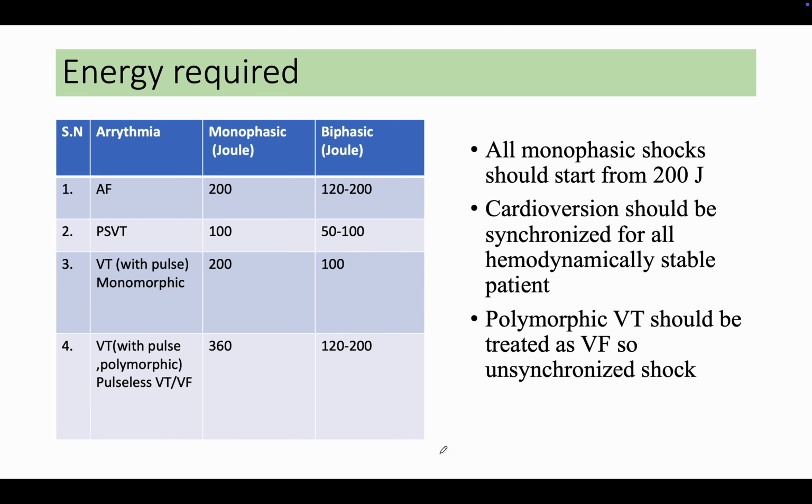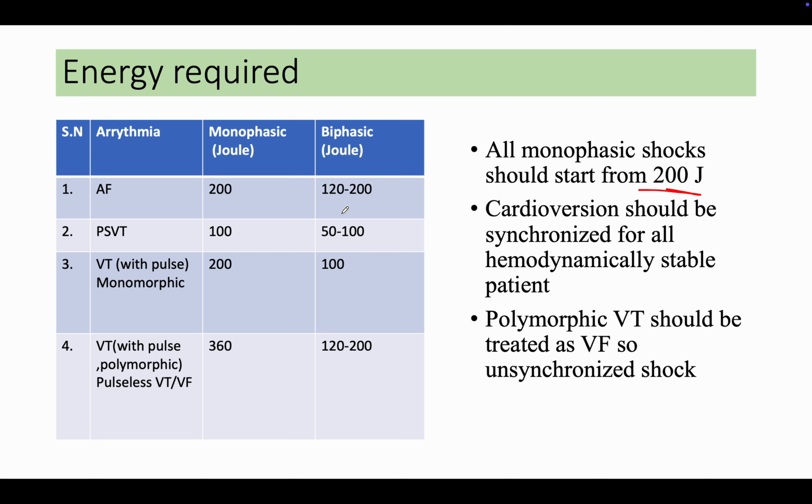So what is the energy required? As we know, the defibrillator will deliver a certain energy. With monophasic, you start from 200 joules and it goes up to 360 joules, but biphasic delivers lower energy, around 200 joules. This chart will summarize the energy required. We are basically using biphasic nowadays, so let us memorize the biphasic values first, and you can just go through the monophasic ones.